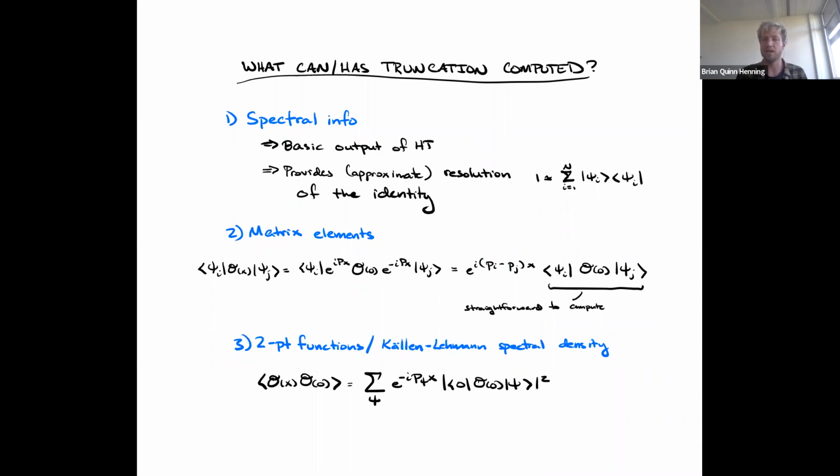So what can truncation do? Again, its basic output is that you're diagonalizing a Hamiltonian, so you're going to get the spectrum info immediately. And from that spectral info, you can compute things like matrix elements, which then allows you to go on and compute correlation functions like 2-point functions. Historically, these have been some of the first successes in the use of Hamiltonian truncation.